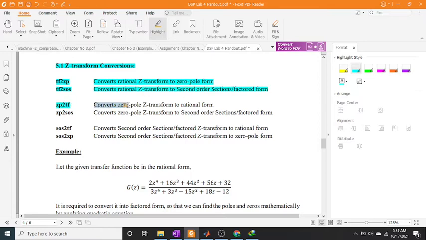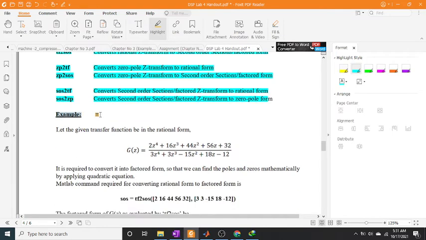ZP2TF converts zero-pole Z-transform to rational form. ZP2SOS converts zero-pole Z-transform to second-order section or factored form. SOS2TF converts second-order section or factored Z-transform to rational form. SOS2ZP converts second-order section or factored Z-transform to zero-pole form.